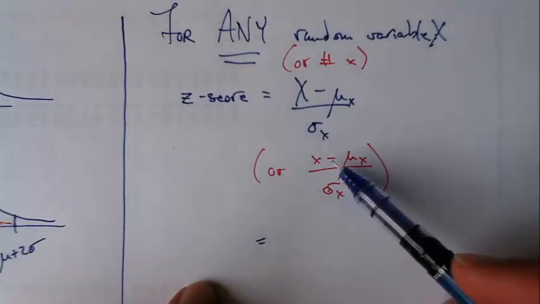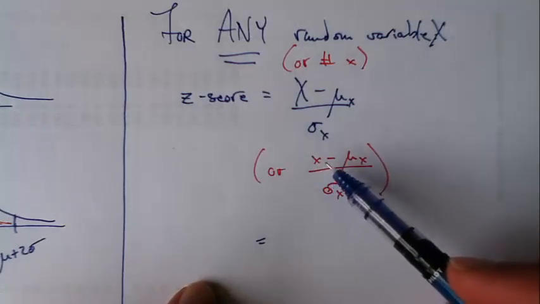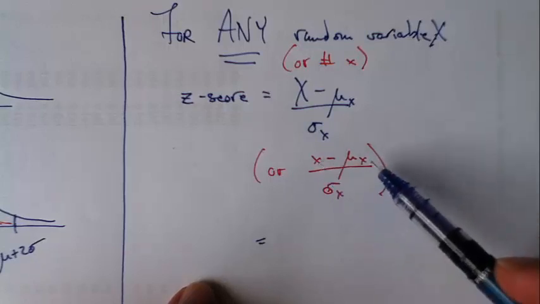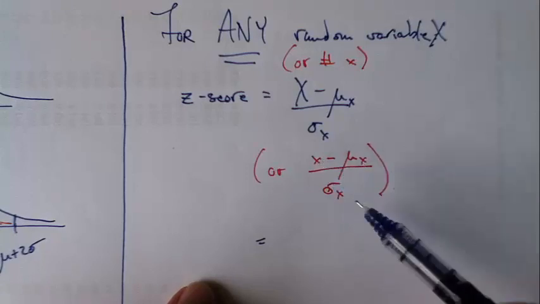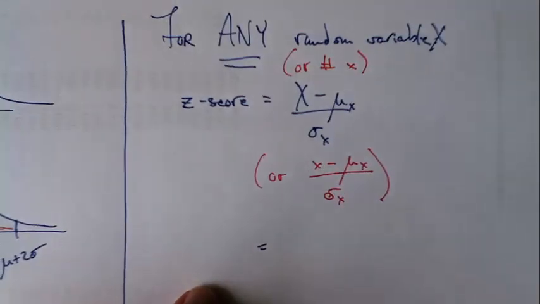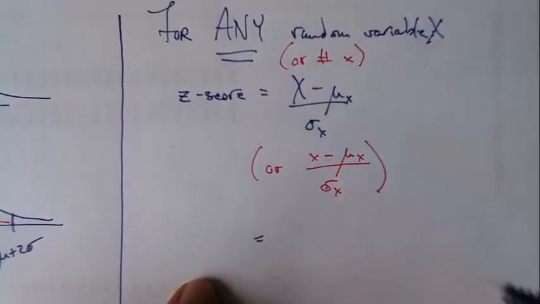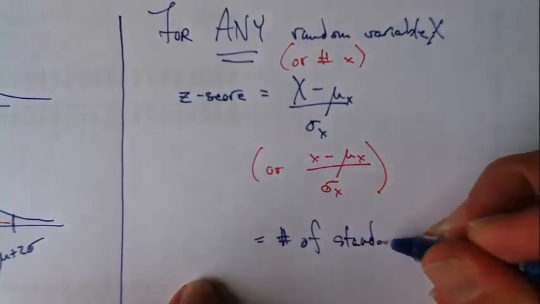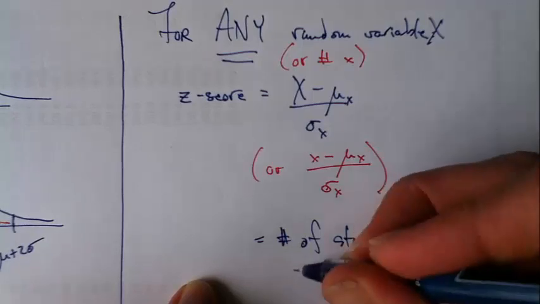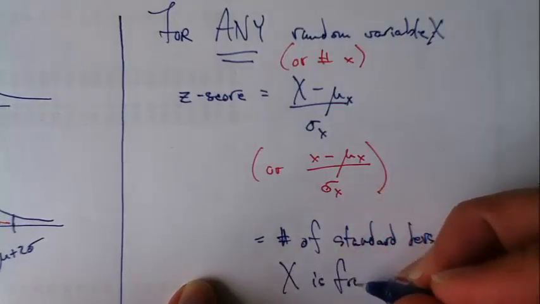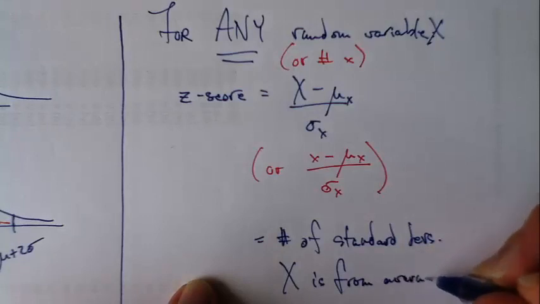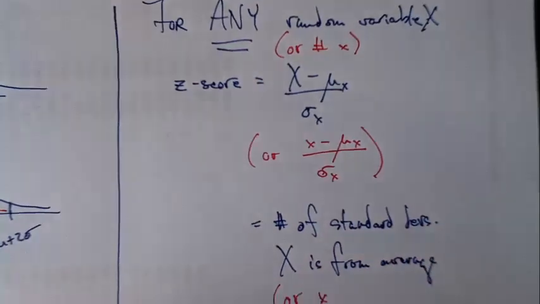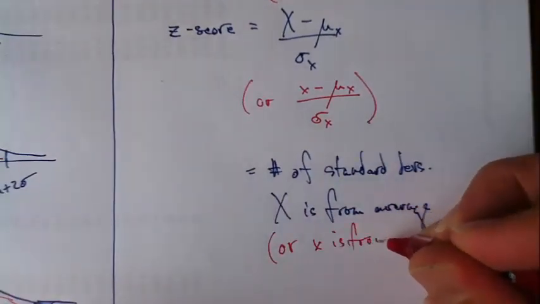Or if you're talking about just a position underneath the density curve, or any real number, with respect to this distribution for x, you just take the number, subtract the mean, and divide by the standard deviation of x. What this physically represents, you should be able to see by the formula, is the number of standard deviations X is from average, or that the mark little x is from average.